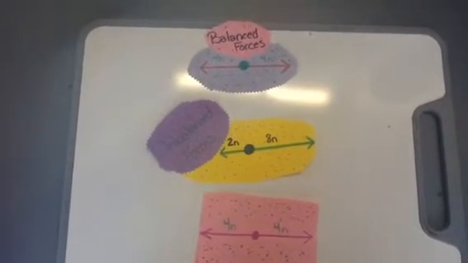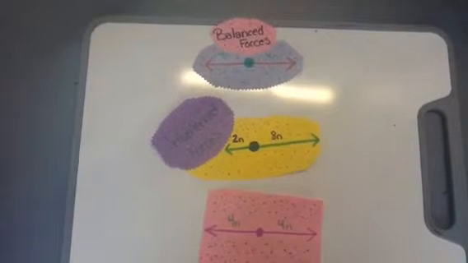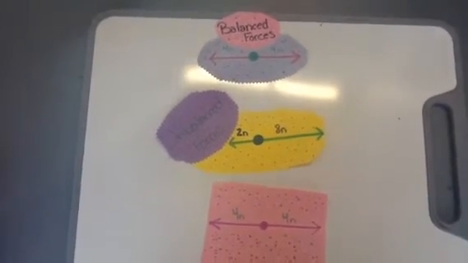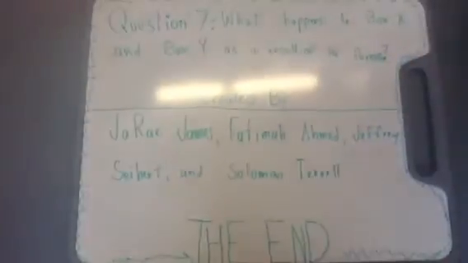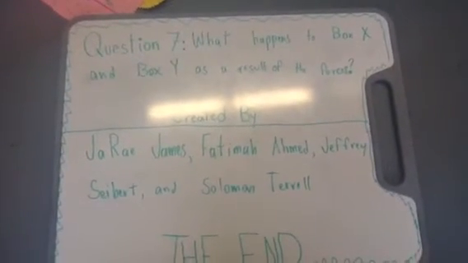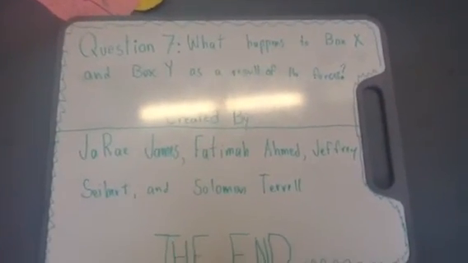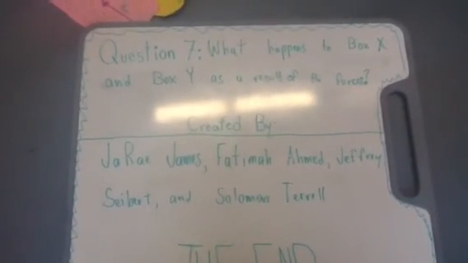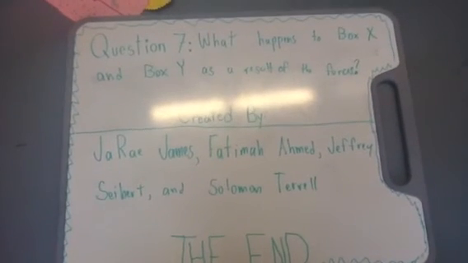Unbalanced forces result in a change in motion in the direction of the stronger force. Unbalanced forces can cause positive acceleration, like when friction is the stronger force. What happens to box X and box Y as a result of the forces is that box X starts moving and speeding up, and box Y remains at rest.